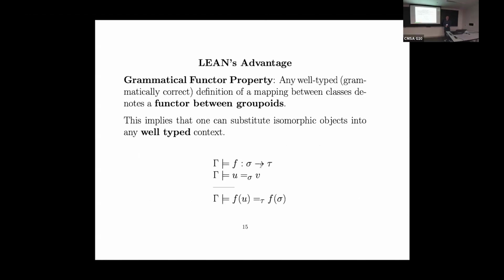Okay, so let's get back to Lean's advantage, just to point out, this is the point, right? This is why Lean, I think, this is my opinion on why Lean is the dominant system. It's because it fits well with the natural structure of mathematics, right? The natural structure of mathematics is this signature axiom structure. And Lean has this property that if I've got a mapping between classes and two inputs are isomorphic at the input type, and I apply my functor, they're isomorphic at the output type.